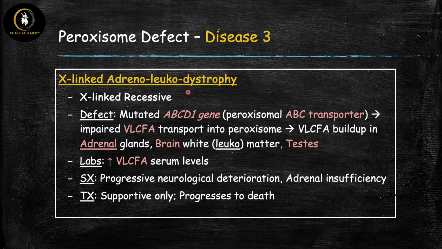All right, and our third and final disease is X-linked adrenoleukodystrophy. So obviously this one is different than the other two. It is X-linked recessive, not autosomal. And here the defect is a mutation in this ABCD1 gene.